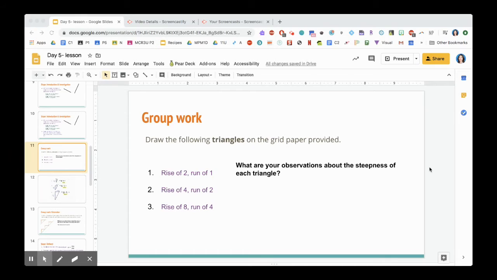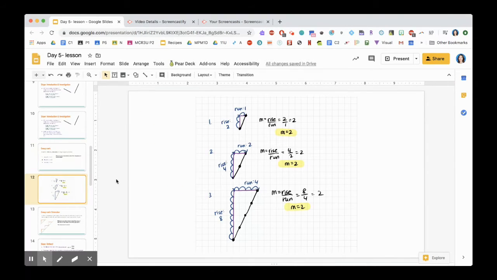So did you draw the rise and run of the following three questions? What are your observations about the steepness of each triangle? This is how I usually go about drawing the rise and run. I draw by using these blue arrows. So I indicated my rise of 2 and a run of 1, which is from this line segment. So slope is rise over run, and so I have 2 over 1. So my slope of this line segment is 2.